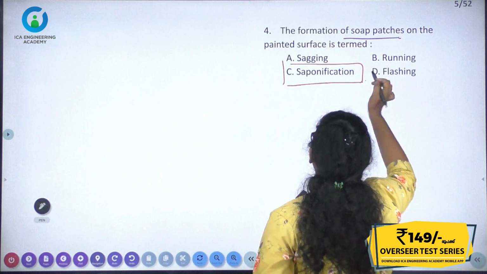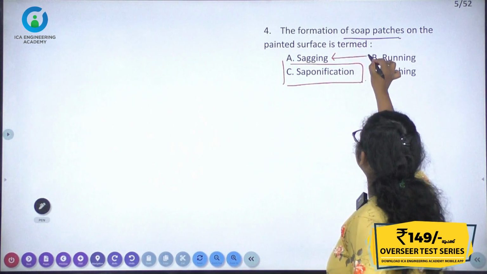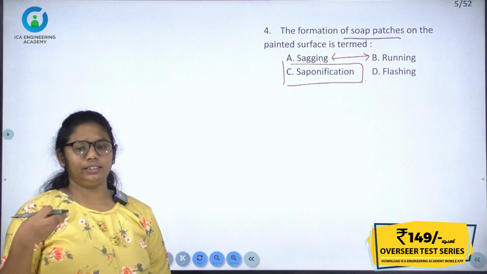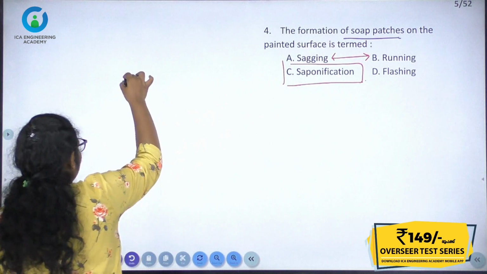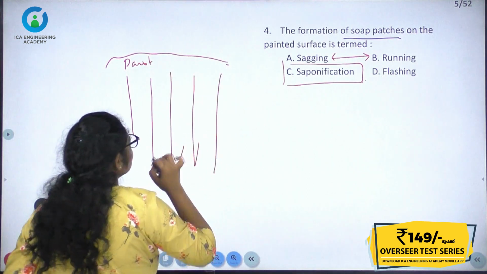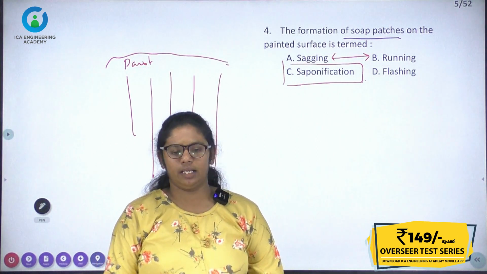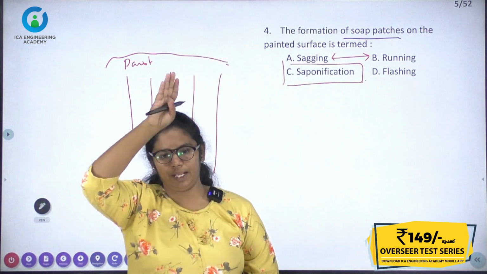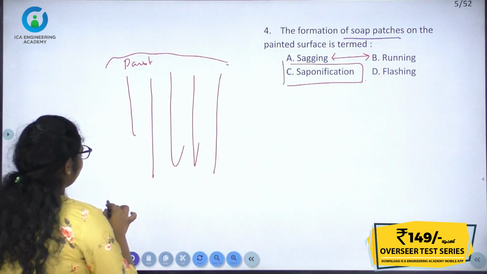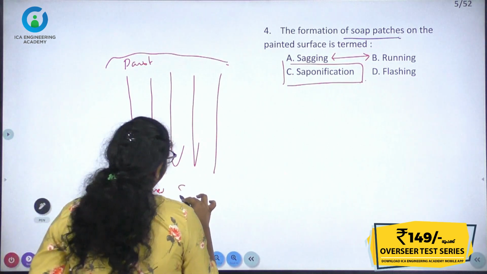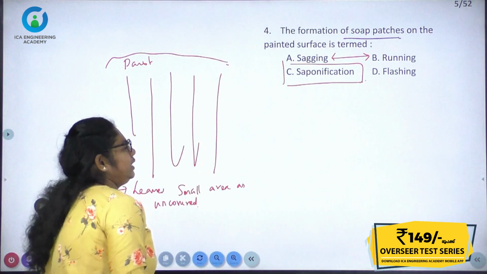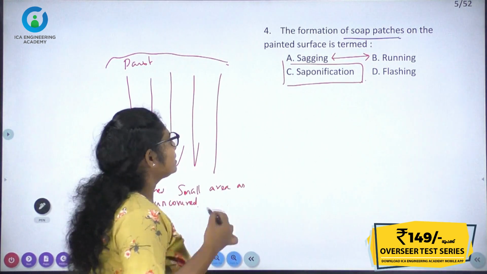And what is meant by sagging, running and flashing? Running and sagging are both similar. It means a thick painted film: while applying the paint on the surface, it runs downwards. That is called sagging or running. When it runs downwards, it leaves some small areas uncovered. That is called sagging or running.